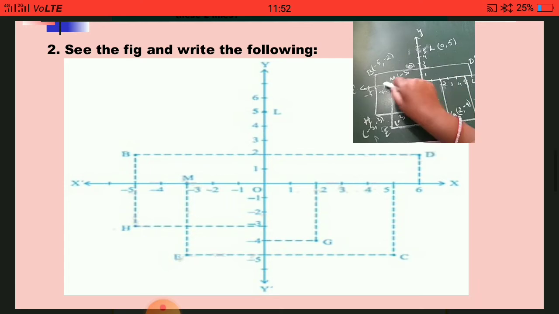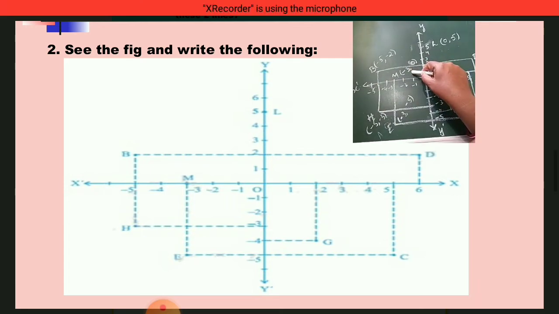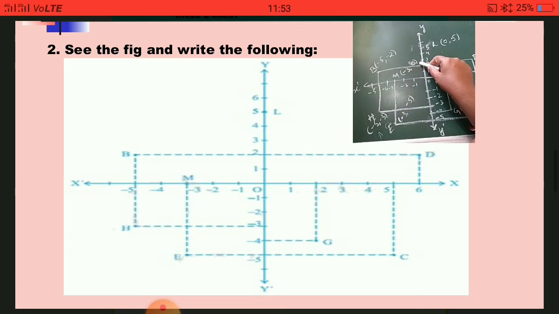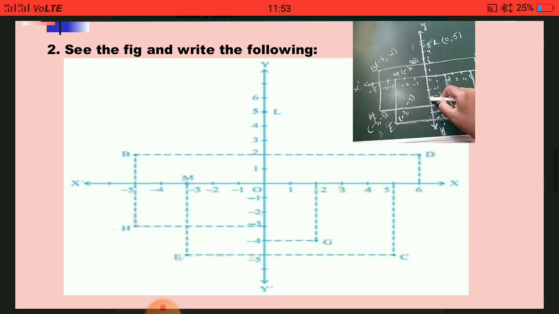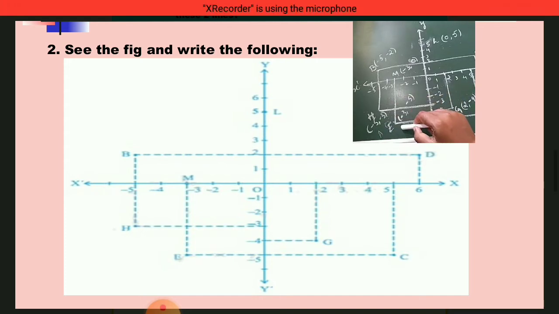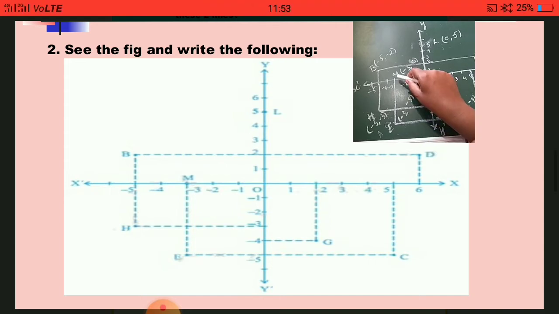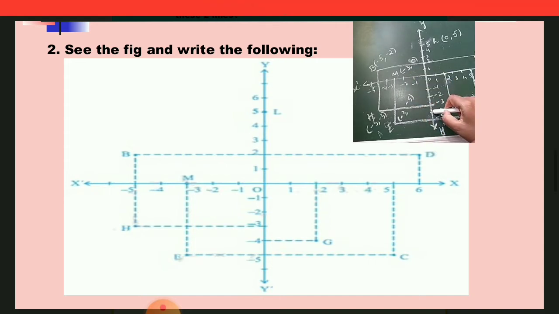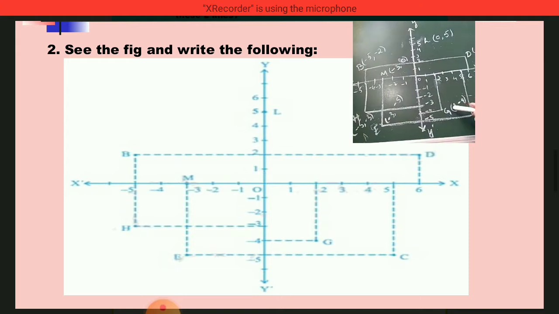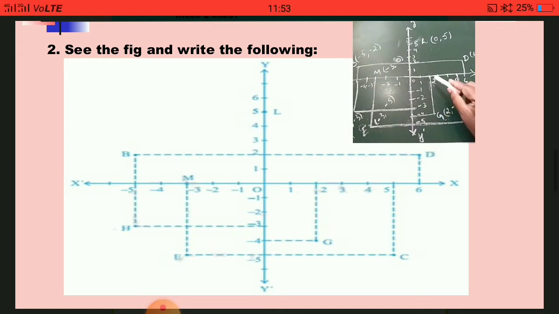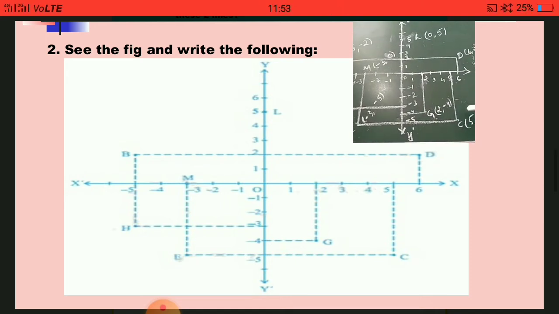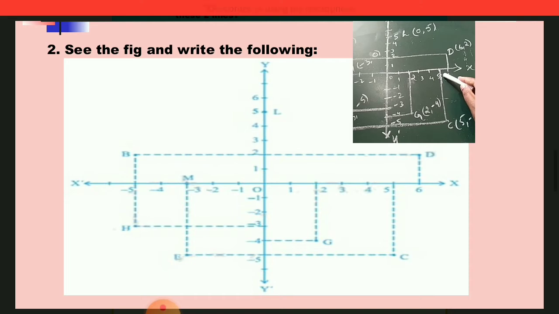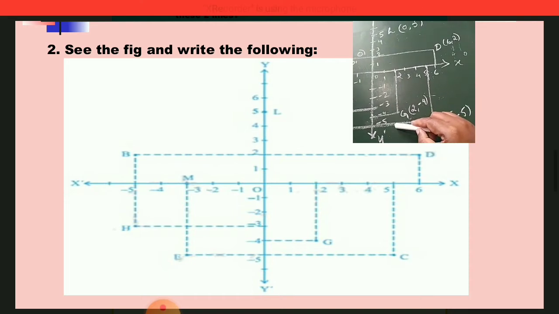Next coming to M. M lies on x axis. Hence its x coordinate is -3. Y coordinate is 0. Next H. H, x coordinate first we are going to write as -5. Next y coordinate is -3. Next E. E, x coordinate is -3. Y coordinate is -5. Hence I have written (-3, -5). G. X is 2, y is -4. Next C. C, x is 5 and y is also -5.